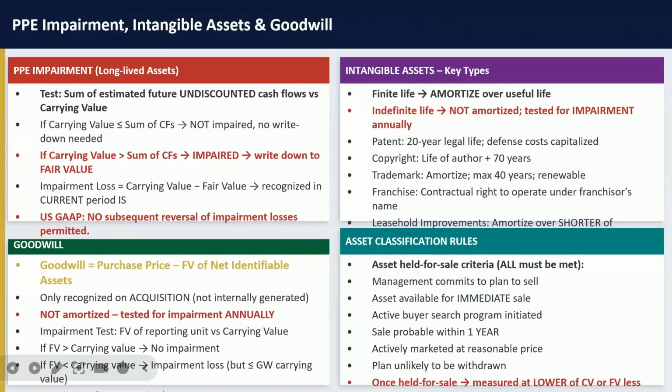So these are about our asset valuations. The important thing that you need to remember is how to calculate impairment for PPE, and how to calculate amortization and impairment for intangible assets and goodwill. These conditions are all simple.